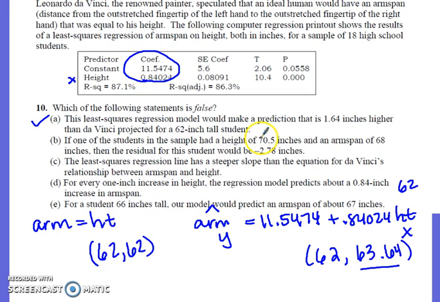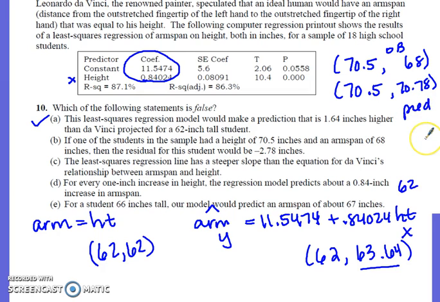If one of the students in the sample had a height of 70.5 inches and an arm span of 68, then the residual for this student would be negative 2.78. So what we're going to do now is plug in 70.5, the observed value, into the prediction equation. And 70.78 is what I ended up with for the predicted value. Then we subtract. No, we do observed first. So 68 minus 70.78, the predicted value, is negative 2.78, so that is true as well.